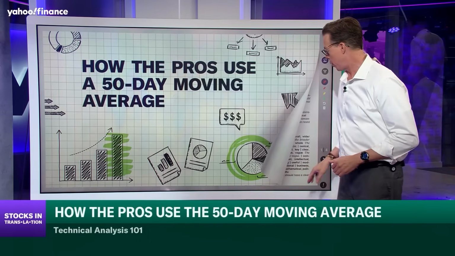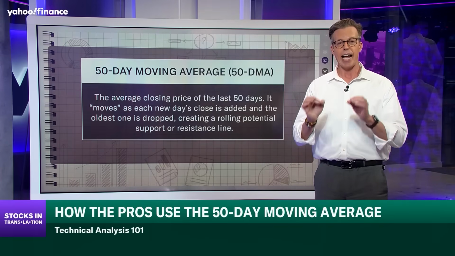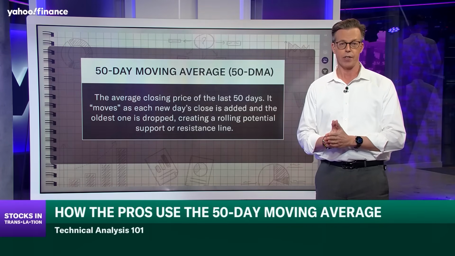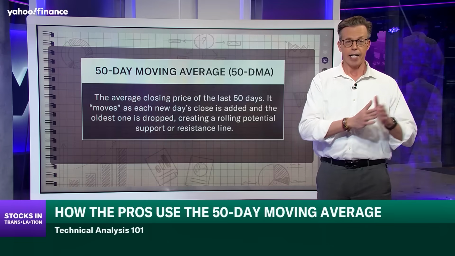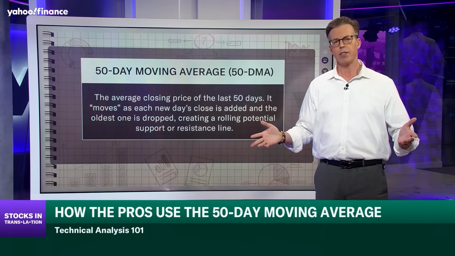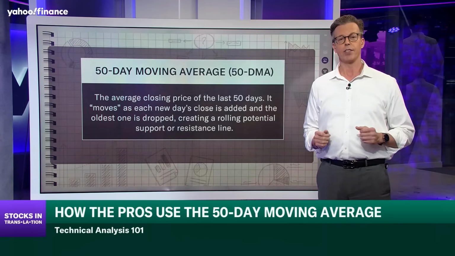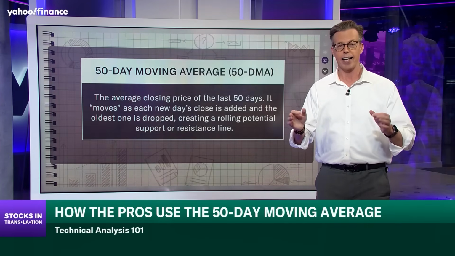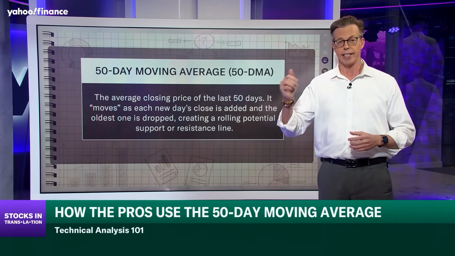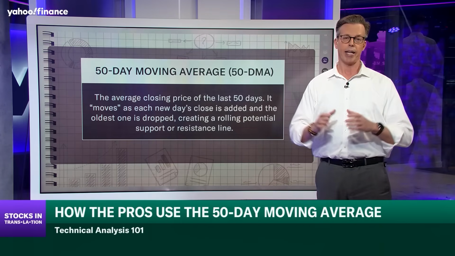On today's Stocks in Translation, we are going to break down the 50-day moving average. Let's start with a quick definition. In technical analysis, it's the average of the last 50 closing prices. It moves a little each day as new data comes in and old data drops out. And traders treat it as potential support or resistance. And when everyone can see the same line, it starts to act kind of like an electric fence. You can test it, but if price starts living on the wrong side of that fence, people pay attention.